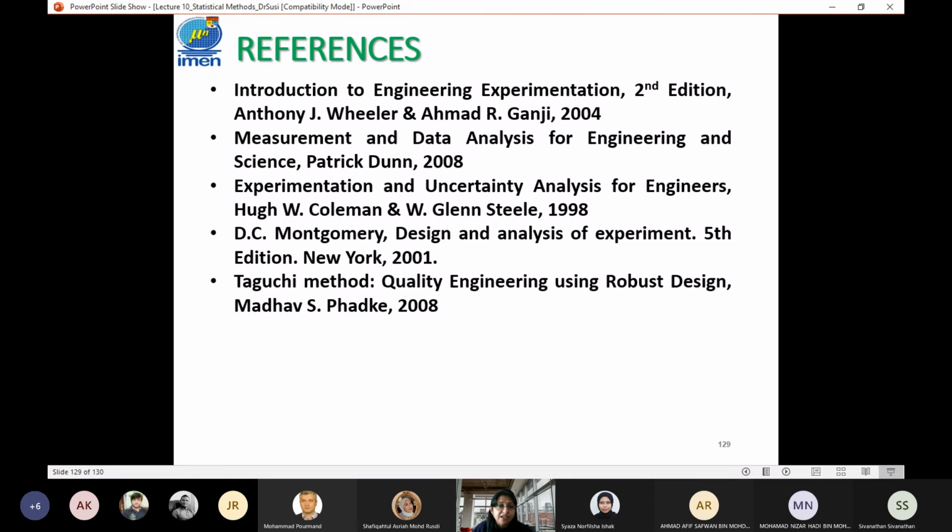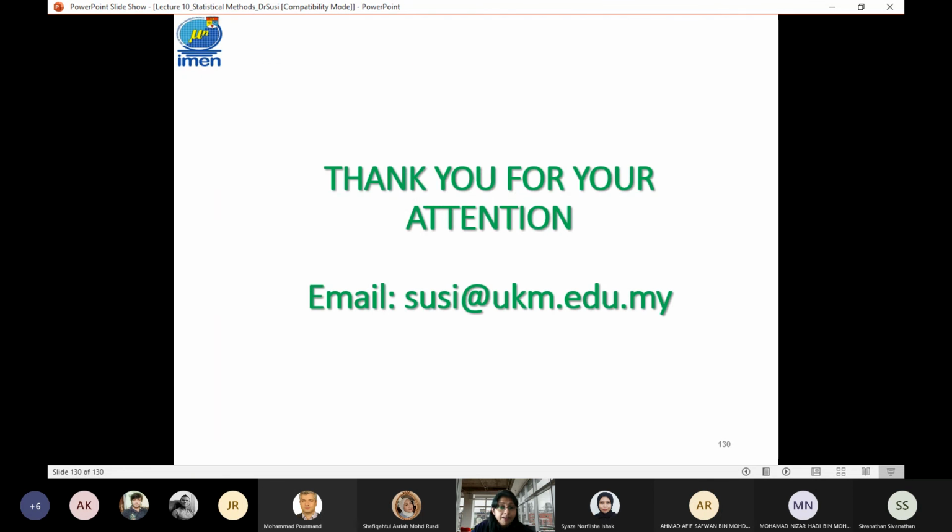Okay, so these are some books that were used. Most of my material came from all these books. Okay, and if you're interested, you can get it from me. I also have those books with me.